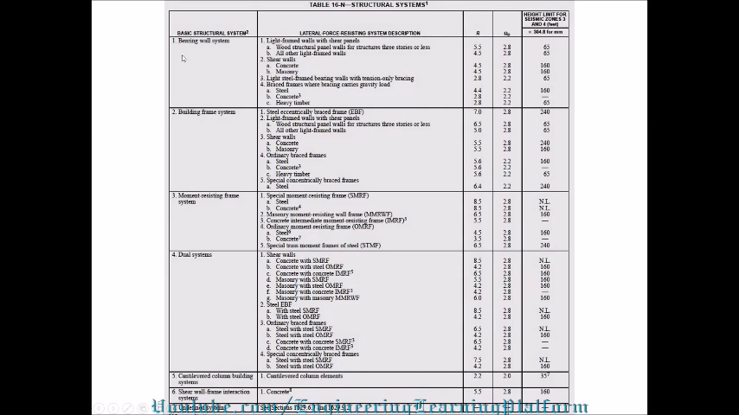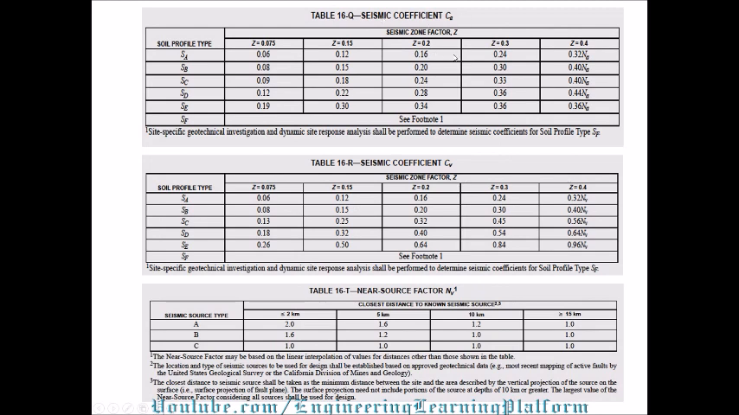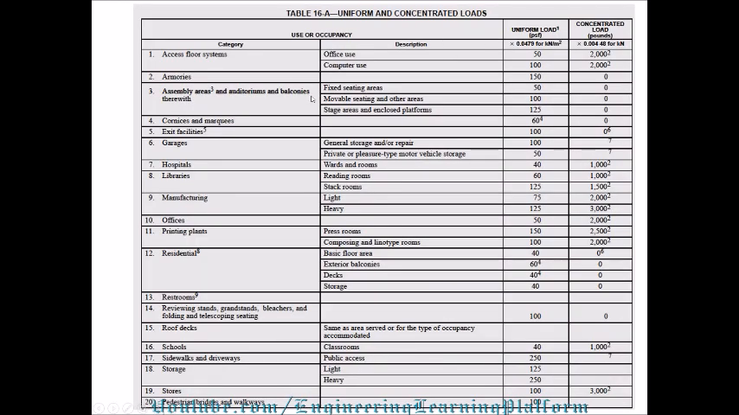These are the types of structural systems for resisting lateral forces: bearing wall system, building frame system, moment resisting system, dual system, cantilevered column system, shear wall frame interaction, and others. Each of these has a ductility and strength reduction factor for resisting the earthquake forces as well as calculating the seismic forces. Then we have seismic coefficient Ca, seismic coefficient Cv, and near source factor to calculate base shear as per the code requirements. These are the gravitational live loads according to the ASCE 7-10 or UBC 97 code.